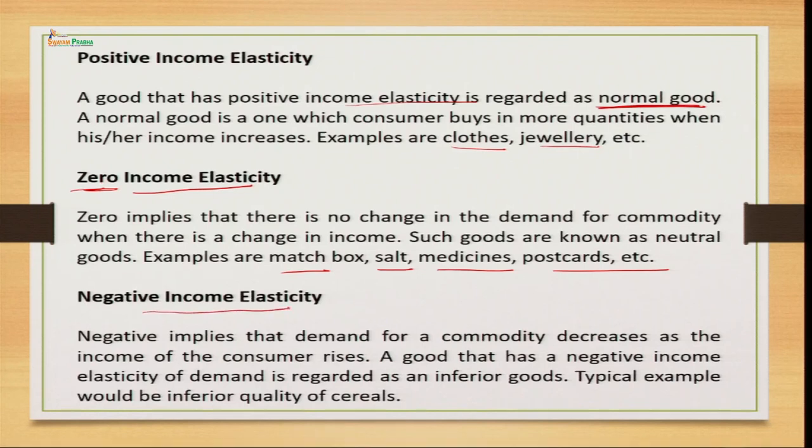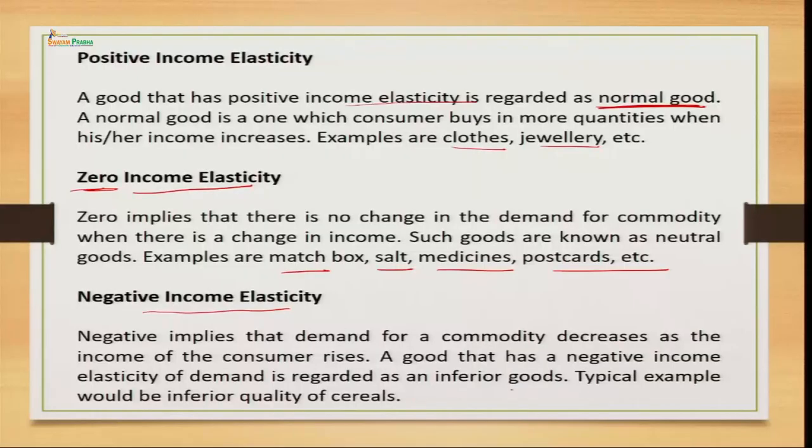Next is the negative income elasticity. As you can see, the word negative implies the opposite, right. So, an inverse relationship is there. For these commodities, whenever the income of a consumer increases, the quantity demanded for these items will reduce, right. Rather than increasing, the demand for these commodities will decrease, because these goods are treated as inferior goods, right. There is no such defined inferior good. That depends upon the income level of a consumer.